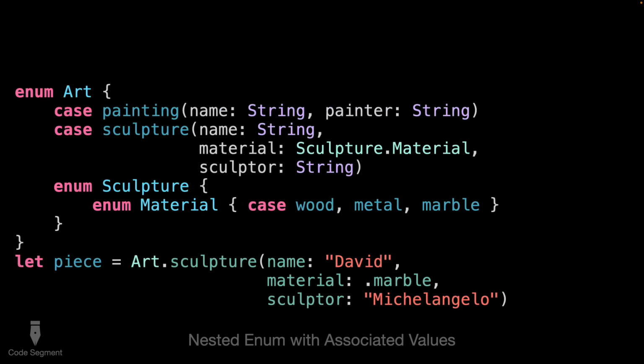Okay. So if you nest enums and use associated values and have those associated values be your nested enum types, you can do nonsense like this, where you say, okay, I have an upper enum Art. Within it, I have two cases, painting and sculpture. A painting always has a name and a painter associated with it, and that's all we really care about. But a sculpture has a name, a sculptor, and a material.